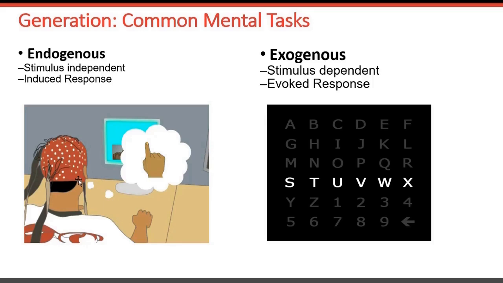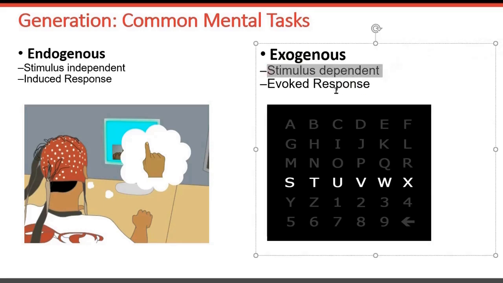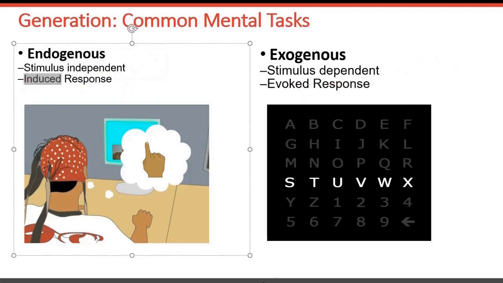which we'll see shortly. Another type of the experimental paradigm used for mental task-related brain signal generation is called exogenous. So in the exogenous case, the difference is that this paradigm depends on the external stimuli, such as visual stimuli, auditory stimuli, or haptic stimuli. We also define this as evoked response. So the brain responds externally evoked, while here it is induced response.